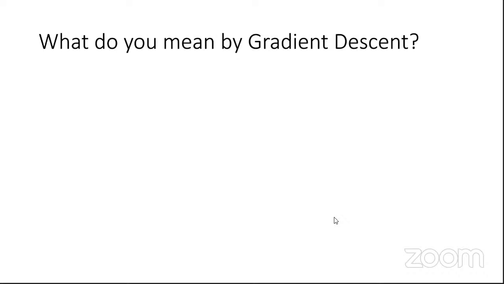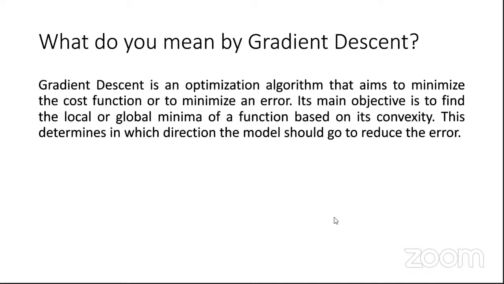Gradient descent is an optimization algorithm. Optimization here means we have to minimize. It will minimize the cost function that we talked about earlier. We minimize it by using gradient descent, an optimization algorithm, so that it minimizes the error.